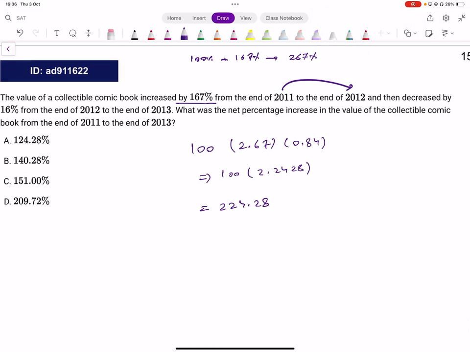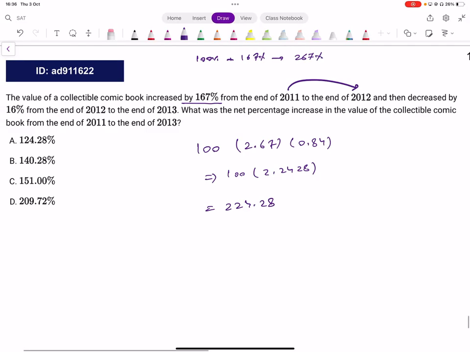What's the percentage increase? What's the percentage increase? 100 to 224. That's a 124.28% increase, right? Is that okay? You subtract 1 from this: 2.2428 minus 1 gives you 1.2428, in percentage that's 124.28%. Yes.